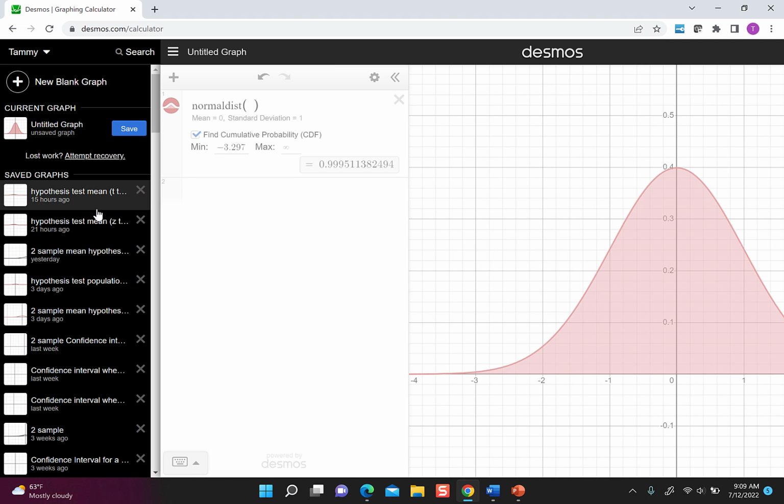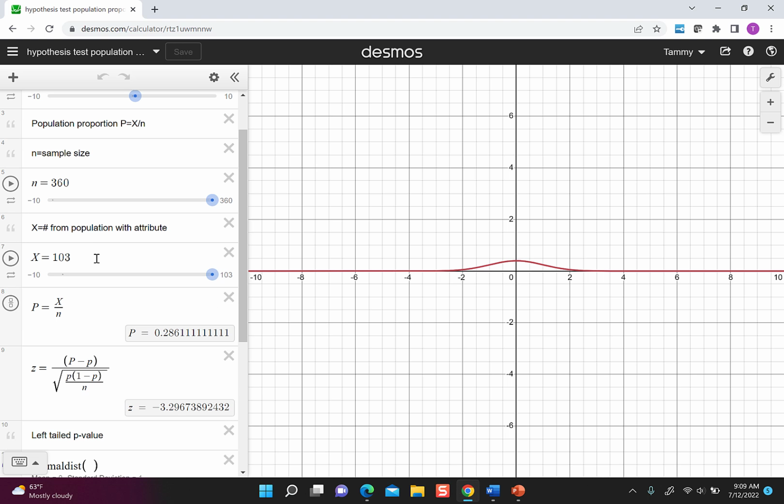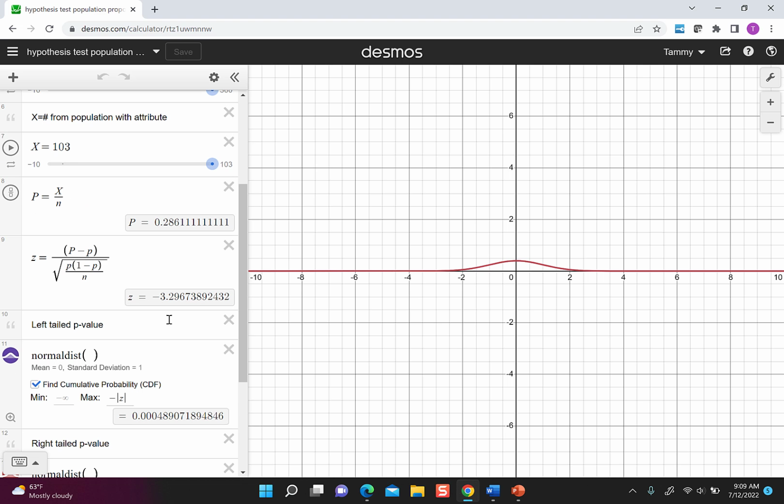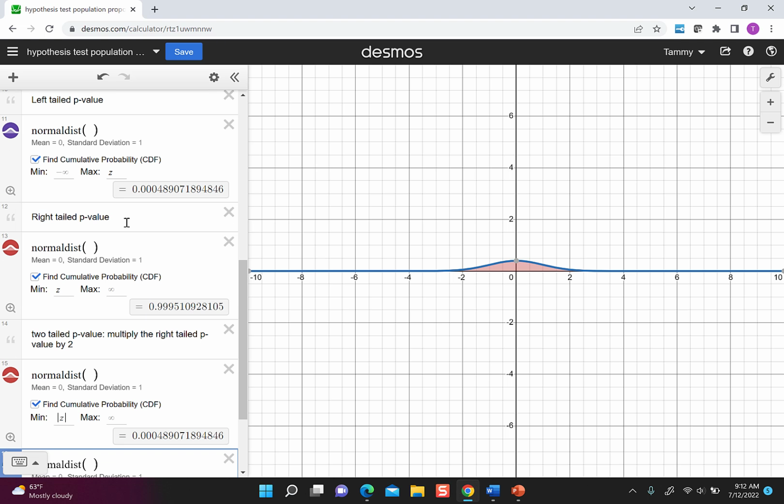Another thing we could do is, like always, I've written a program, so this is a hypothesis test for a population proportion. In here, I put the proportion for the population as 0.37. We had 360 in our sample. The number that had the attribute was 103, so 103 over 360, there's the 0.28611, which says that we have a Z of negative 3.2967, just like before. We know we need to go down and find the right tail, which is 0.9995. Just like we said before, this is very likely for this to occur.